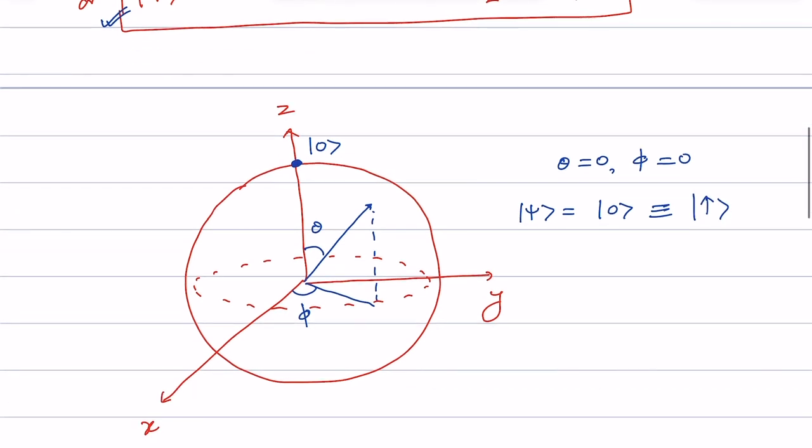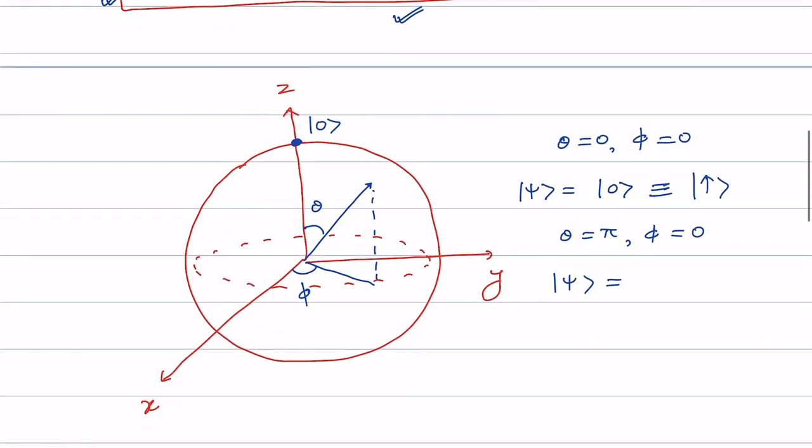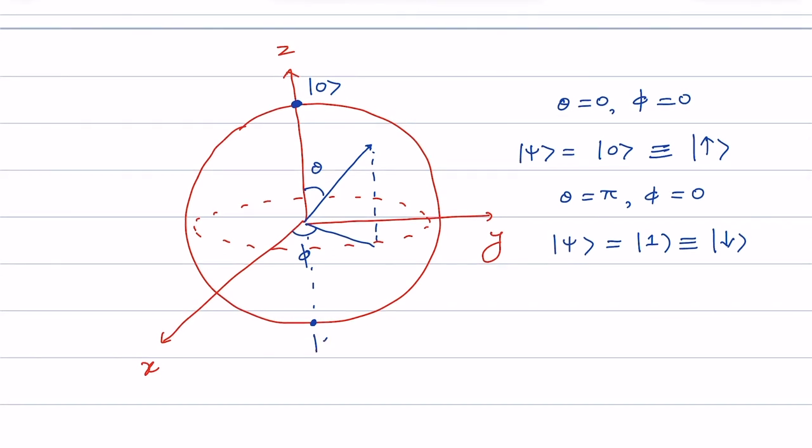This particular point refers to the state ket 0, which represents, in other words, the up state of the spin. Or if I have theta equal to pi and phi equal to 0, then ket psi is going to represent the state... Again, if you look at this expression here, theta is equal to pi, so the first term is going to vanish, and phi I am taking to be 0, so this is going to represent the state ket 1, which refers to the down spin. And this is going to represent this point here in the southern hemisphere. In this way, just by varying the angles theta and phi, the whole surface of the sphere can be covered, and for a specific theta and specific phi, we are going to get a quantum state.